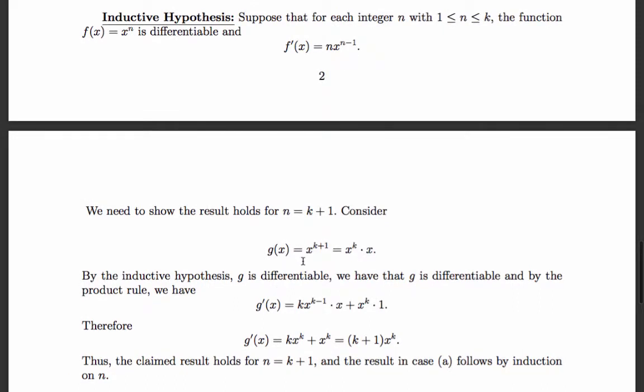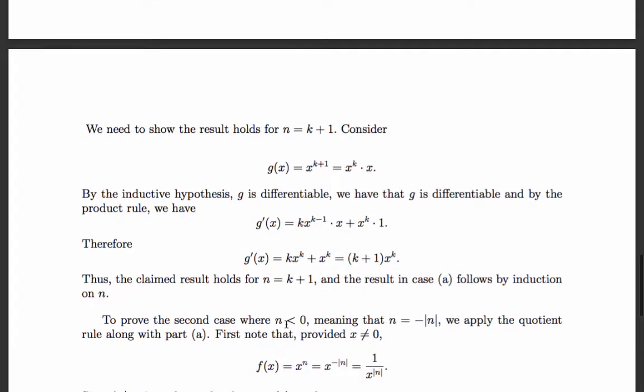And now let's consider the function g of x equals x to the k plus 1, which is, of course, x to the k times x. So we know that g is differentiable, so we can take the derivative using the product rule. It's the derivative of x to the k times x, which would be the derivative of x to the k, k times x to the k minus 1, times x, plus x to the k times the derivative of x, which is 1. Of course, x to the k minus 1 times x is x to the k. So k times x to the k plus x to the k is k plus 1 times x to the k. So therefore, when n is k plus 1, the result holds.